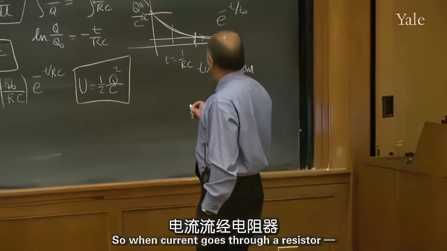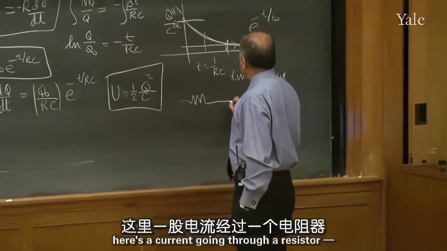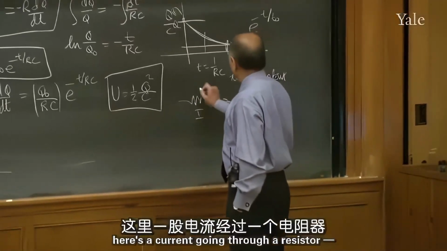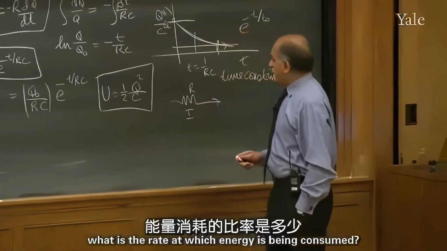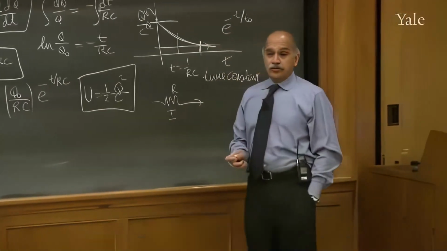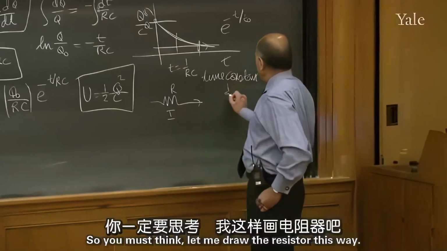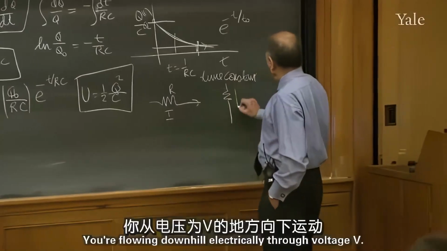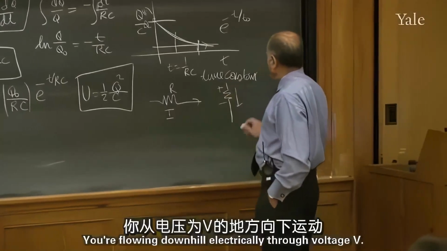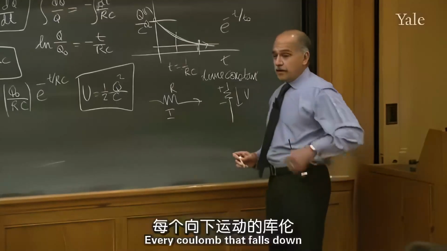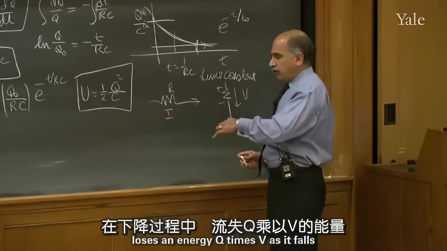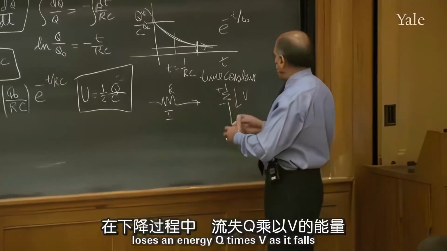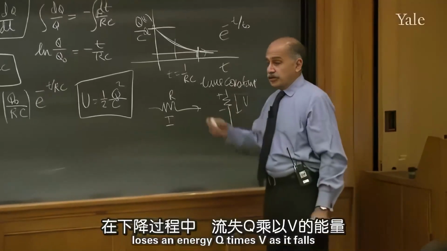So when current goes through a resistor, here's a current going through a resistor, what is the rate at which energy is being consumed? You must think of, let me draw the resistor this way, it's very suggestive. You're flowing downhill electrically through voltage V. Every coulomb that falls down loses an energy Q times V as it falls.